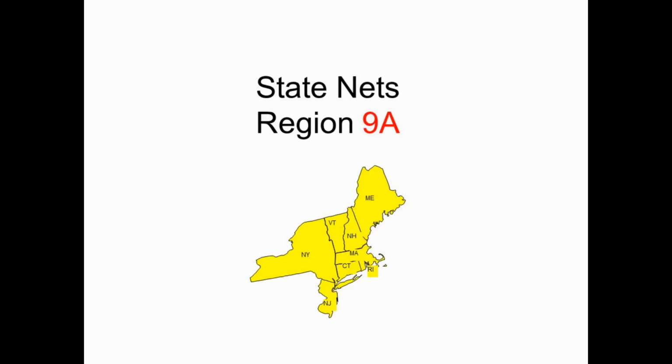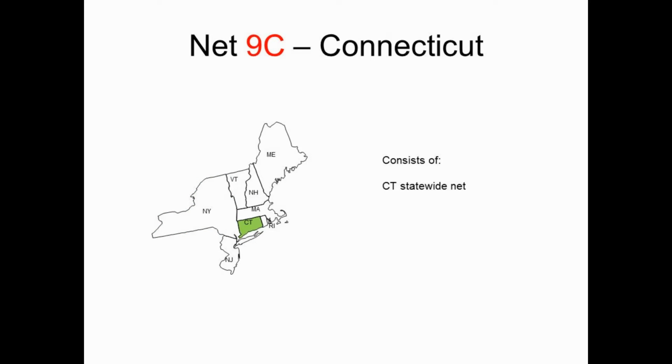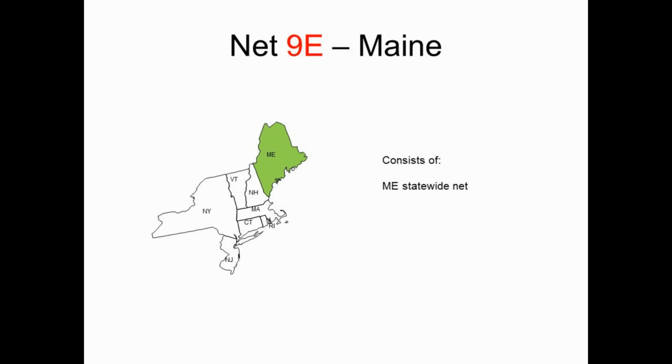The 9 Alpha regional net is comprised of New York, New Jersey, Connecticut, Rhode Island, Massachusetts, Vermont, New Hampshire, and Maine. The 9 Bravo net is the New York state net. The 9 Charlie net is the Connecticut state net. The 9 Delta net is the New Jersey state net. The 9 Echo net is the Maine state net.